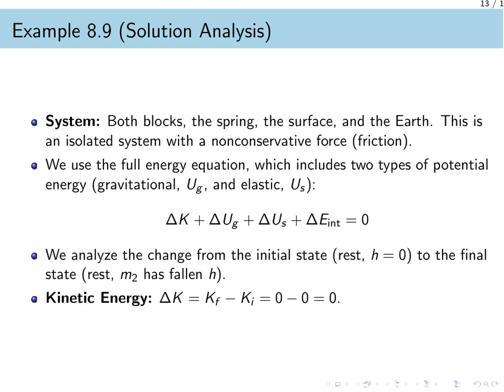We will analyze the energy change from the initial state, at rest, with h equals 0, to the final state, also at rest, after M2 has fallen a distance h. Because the system starts at rest and ends at rest, the initial kinetic energy and final kinetic energy are both 0. This means the total change in kinetic energy, delta K, is 0.